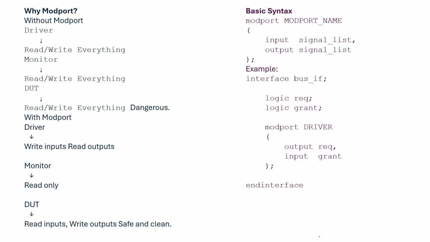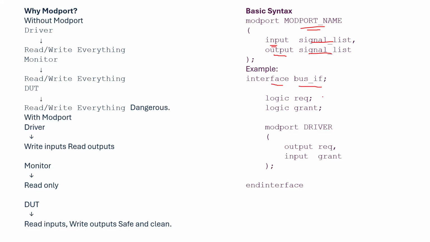Because we are mentioning a direction for the interface, in the interface we represent the mod ports, and those mod ports tell you who will drive the signals and who will receive the input signals. So how do we represent the mod ports here? Mod port name, then the input signal list and output signal list. Then the interface we drive like this.